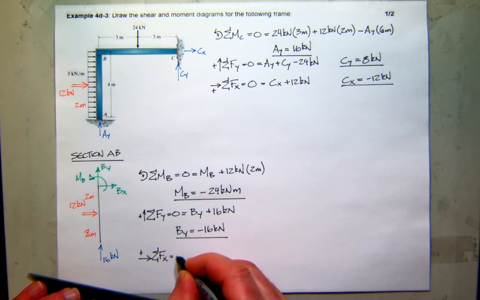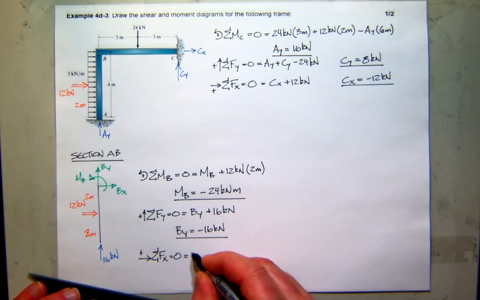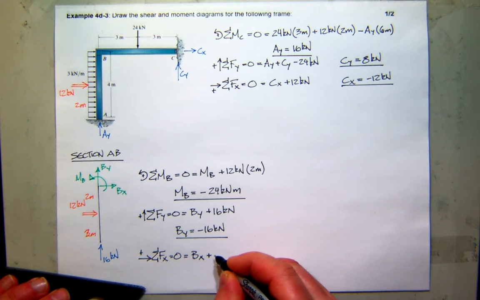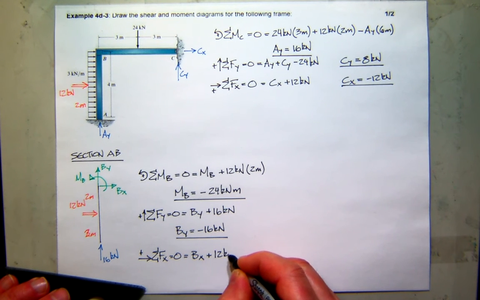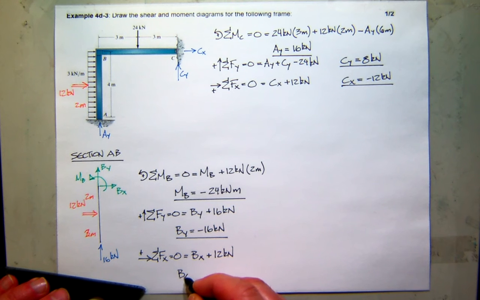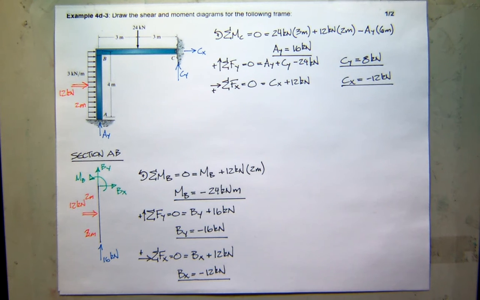So we'll sum forces in the X direction, assuming right is positive. So I have Bx to the right, positive. And I have 12 kilonewtons to the right, positive. I got nothing down here, so it looks like Bx is negative 12 kilonewtons. So I got everything I need.